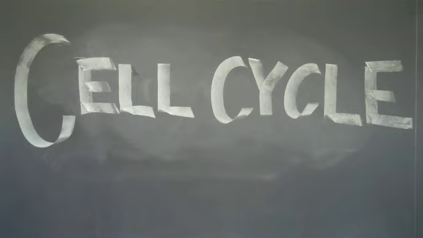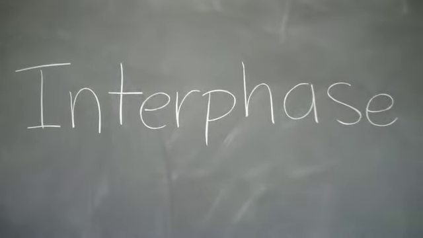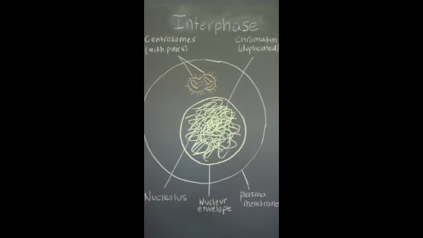The cell cycle is the process of the cell dividing, consisting of interphase and mitosis. Interphase. This process consists of G1, S, and G2 phases. This is where the cell spends the majority of its time during the cell cycle.